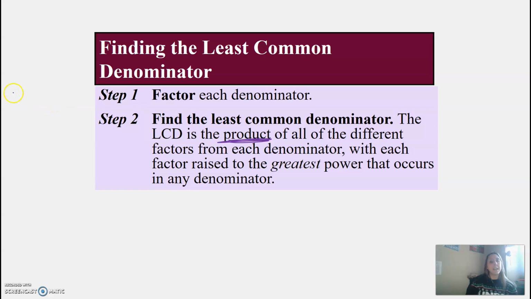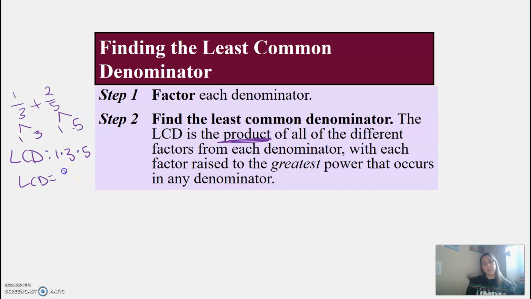So I think in the beginning I had 1/3 plus 2/5. To find the LCD, well, the factors of 3 are 1 and 3, and the factors of 5 are 1 and 5. So then I would put 1 times 3 times 5. 1 is on there twice, so I don't have to do that twice. So then my LCD would be 15. That's how you find it. With each factor, you want to raise it to the greatest power that occurs in any denominator.